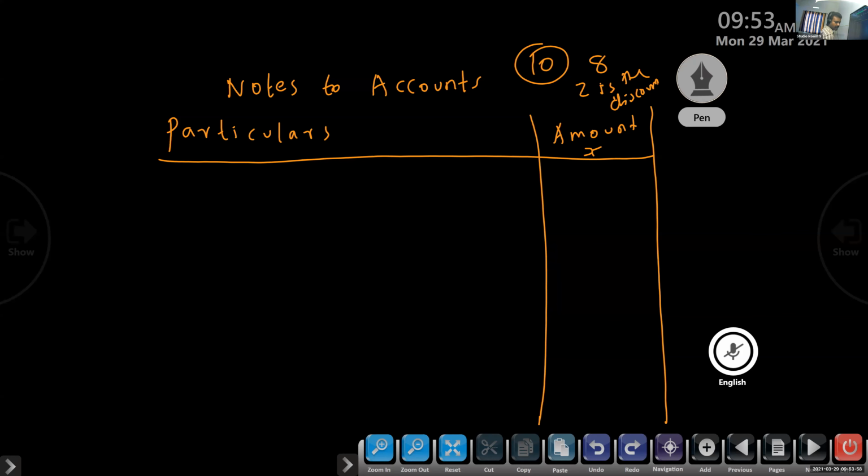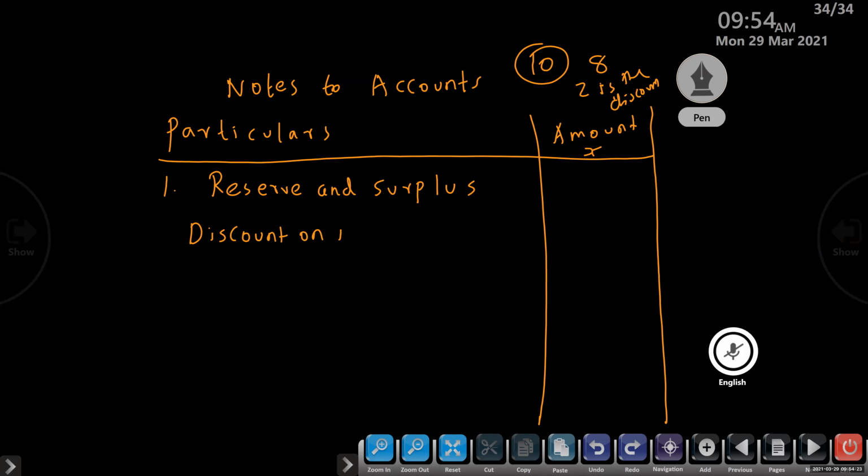So here, debenture, discount on issue of debenture, then discount on issue of debenture written off. Three items are there. First one, reserve and surplus. Under that only one item, discount on issue of debenture.